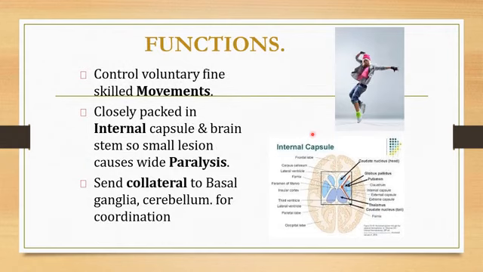The functions of the corticospinal tract are that they control voluntary fine skilled movements, and they are closely packed in the internal capsule and brainstem. So any small lesion causes widespread paralysis of the individual. They send collaterals to the basal ganglia and cerebellum for coordination of movements.